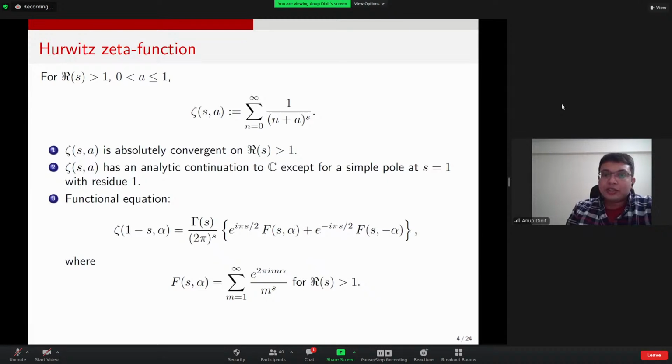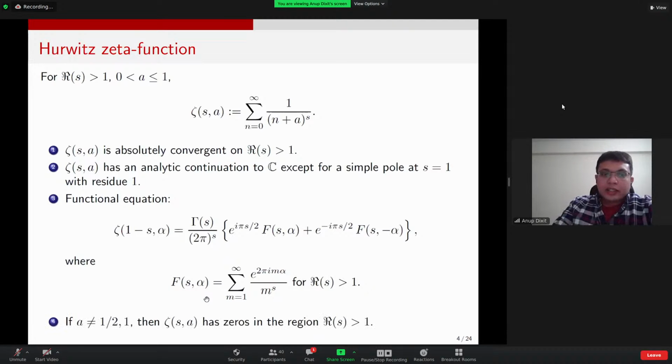The functional equation is nowhere like the functional equation of the Riemann zeta function, but it still has a certain kind of functional equation. Zeta of 1 minus s, a can be written as some gamma factor times this F of s, a plus F of s, minus a, where F of s, a is given by the series. We know that if a is not equal to 1 or a half, in which cases it resembles the Riemann zeta function, the Riemann hypothesis is no longer true. In fact, the Hurwitz zeta function has infinitely many zeros with real part of s greater than 1.